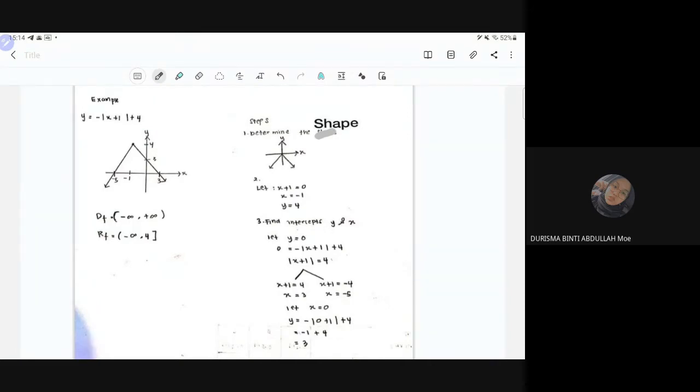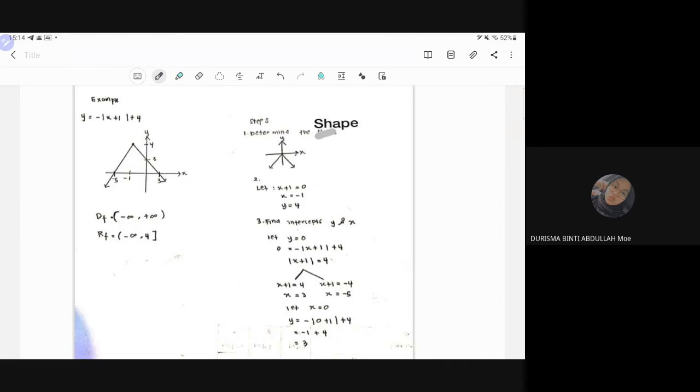And then we find the intercepts x and y. If we want to search for the x-intercept, we're gonna let y equal to 0. So 0 equal to negative modulus x plus 1 plus 4. If you want to remove the modulus, there are gonna be two equations, which is x plus 1 equal to 4, and x plus 1 equal to -4. So the first x is x equal to 3. The second x is equal to -5.